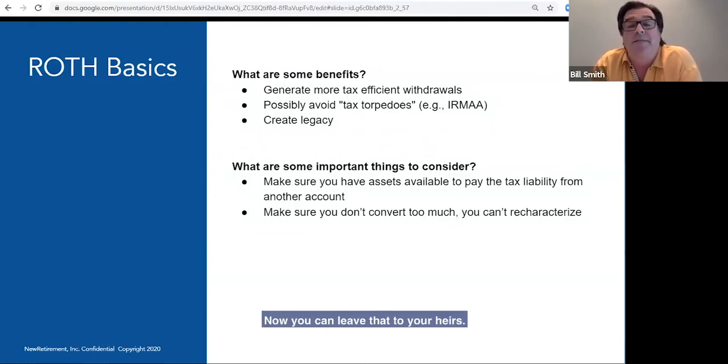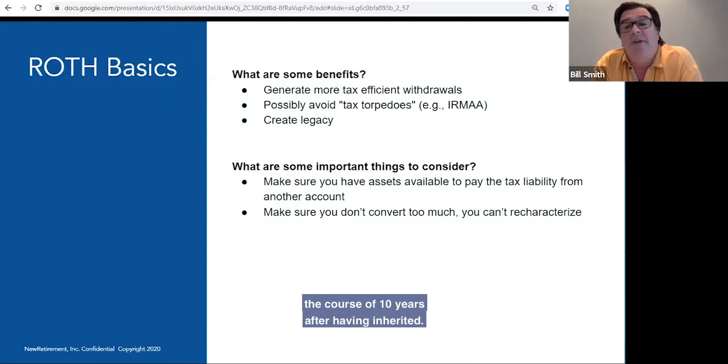Now you can leave that to your heirs. And then they get to inherit that Roth. They do have to pull that money out over the course of 10 years after having inherited it. But again, they're not going to have to pay taxes on it. So it's actually quite a nice tool for creating a legacy.